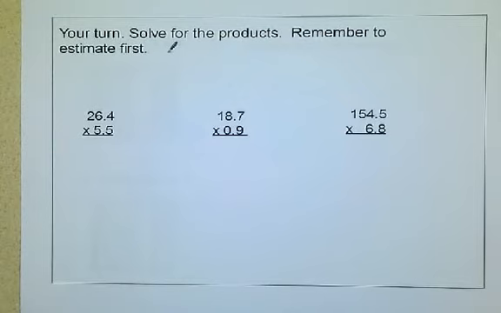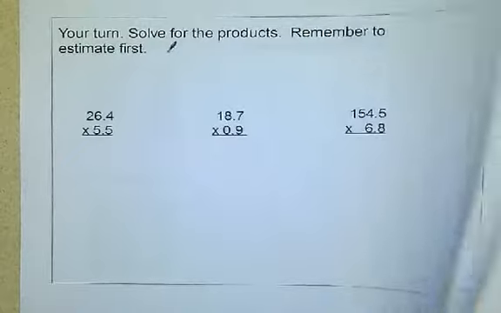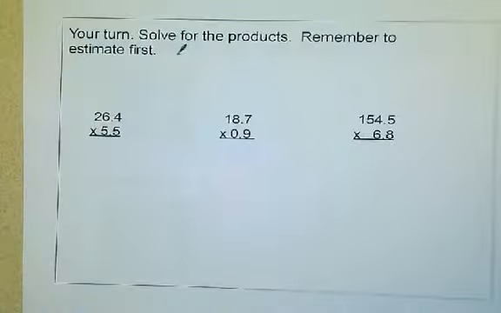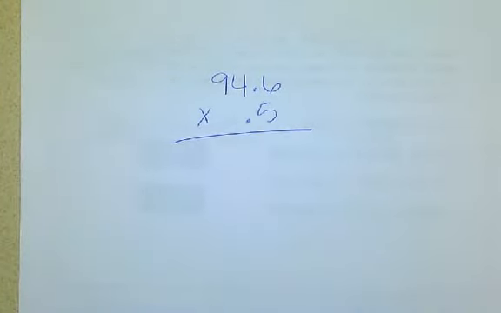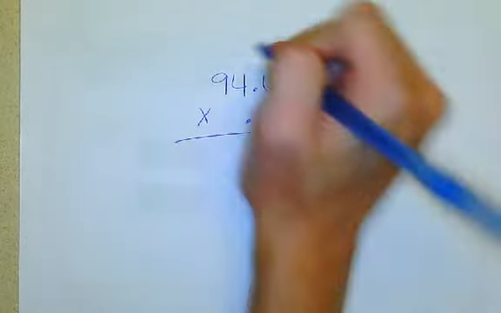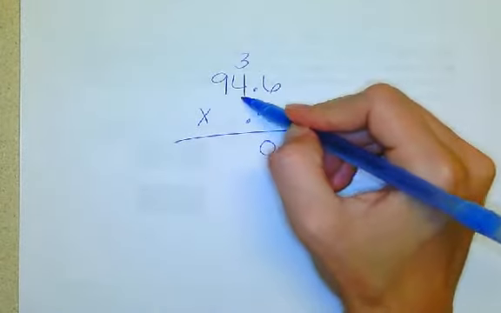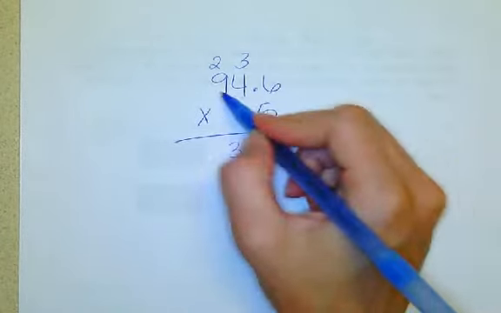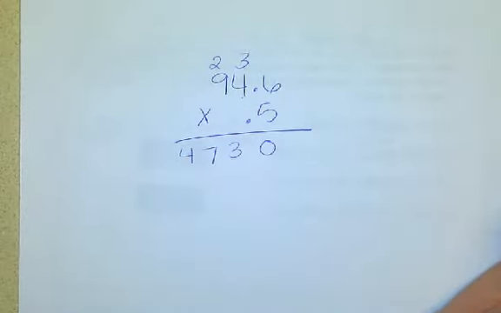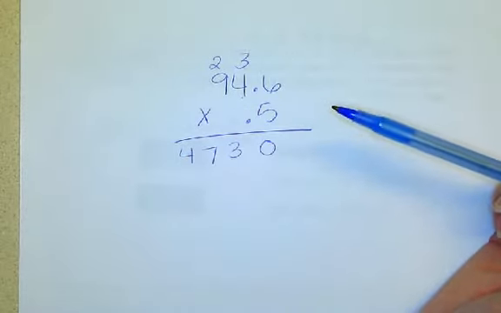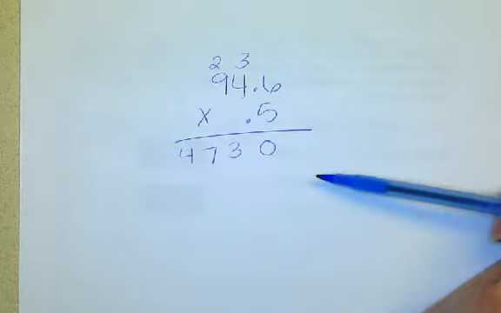Alright, so our first problem that we're going to do together, I'm actually going to do as a think aloud. So here I have 94 and 6 tenths times 5 tenths. So I just want you to listen to how I solve the problem before we move on. So 6 times 5 is 30. 5 times 4 is 20, plus 3 is 23. 5 times 9 is 45, plus 2 is 47. So notice I multiplied as if there are no decimals, and now I need to figure out where my decimal goes in my product.